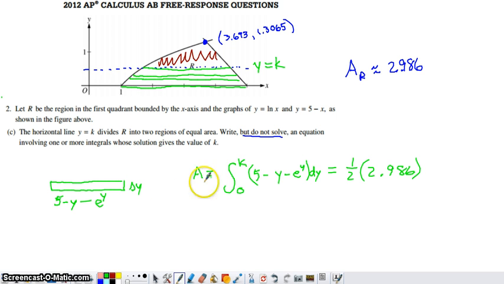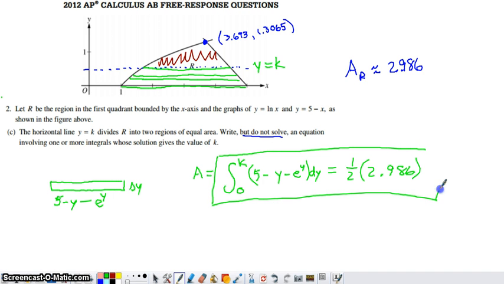So here's an equation involving an integral that, if we solved it, would find the value of k that cuts region R into two pieces of equal area.